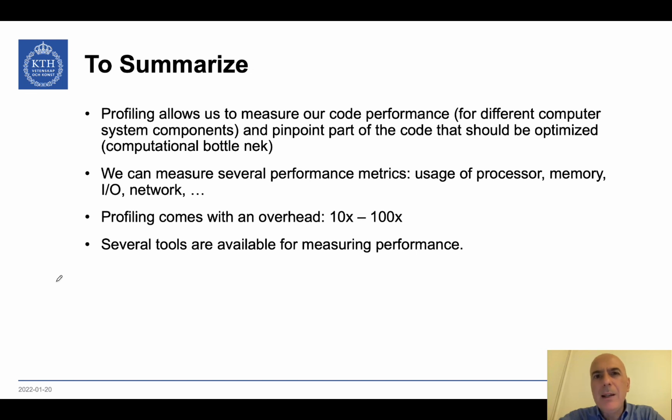To summarize this lecture, profiling allows us to measure our code performance for different computer systems. Turns out we can profile pretty much anything. Why do we do profiling? The reason is that we want to pinpoint parts of the code that should be optimized, the so-called computational bottleneck. We can measure several performance metrics, going from the usage of processor and memory, to the I/O and the network. It's important to note that profiling comes with an overhead, typically of 10 times, 100 times, but can be less or can be more. So it's important to turn it off when we do the real production runs.